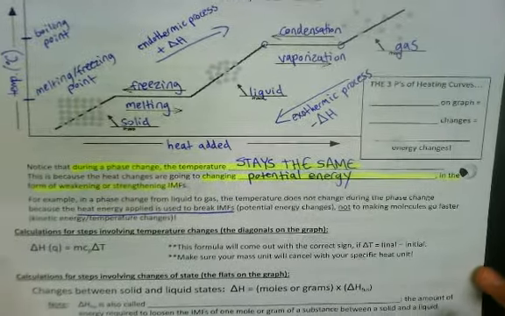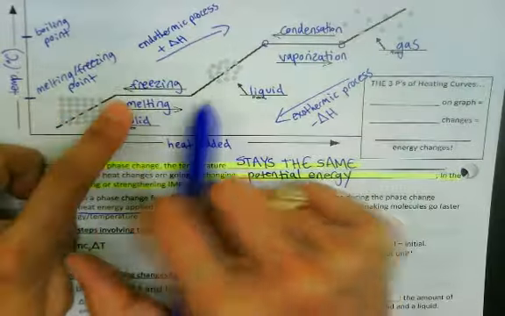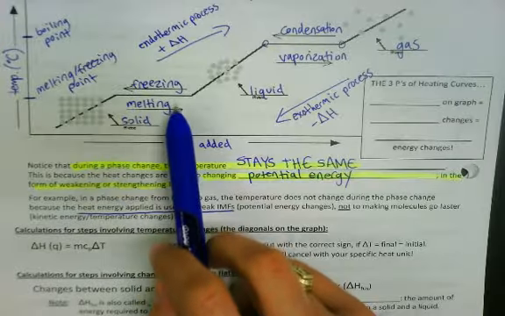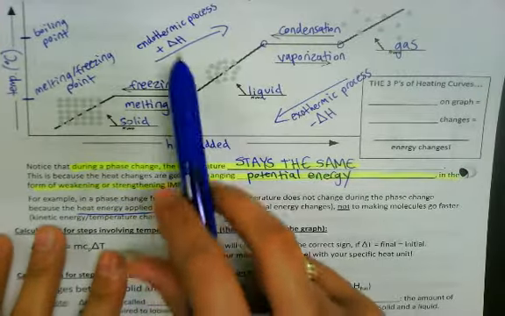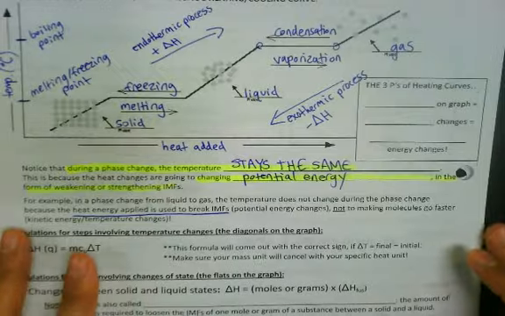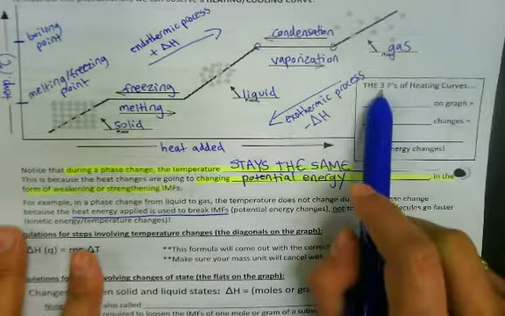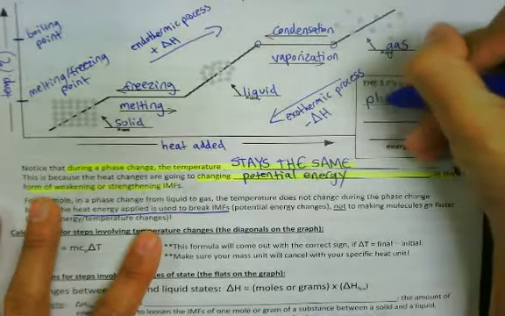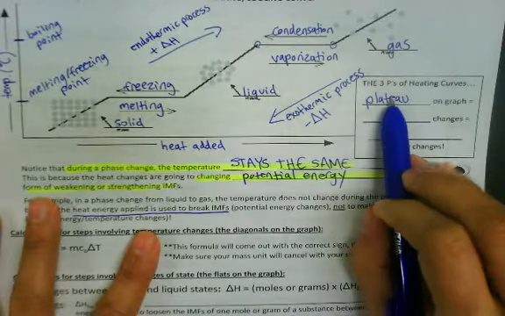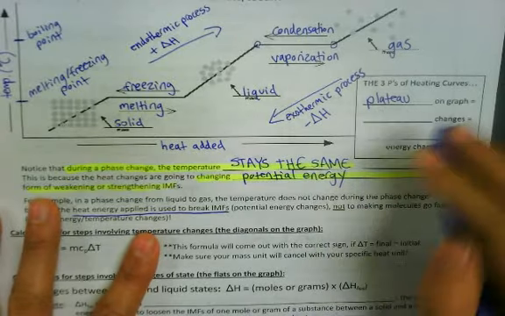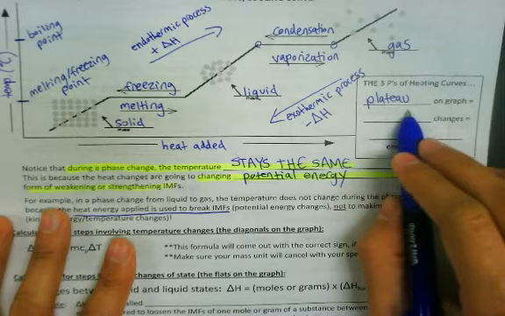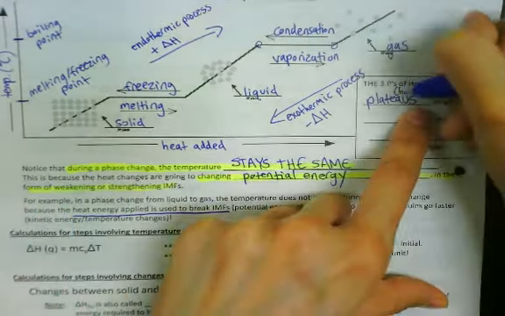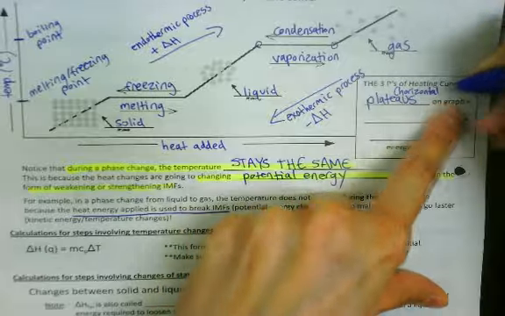So with that knowledge, knowing that the temperature is not changing because that thermal energy, that input, is going towards potential energy changes, and the temperature, therefore, is not increasing or decreasing, I want you to remember the 3 P's of heating curves. We have 3 words that start with a P. We have plateau. The plateaus on the graph. The plateaus are our horizontal lines.